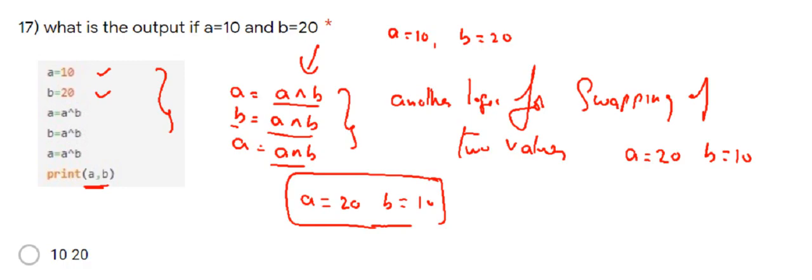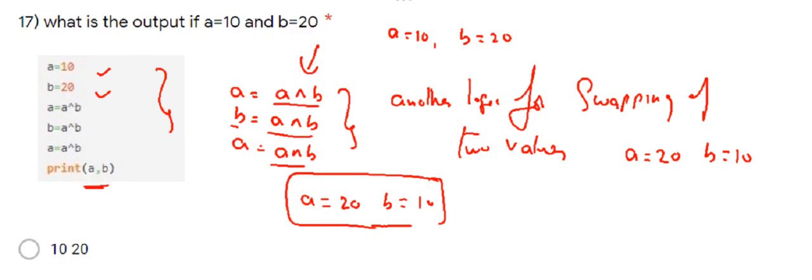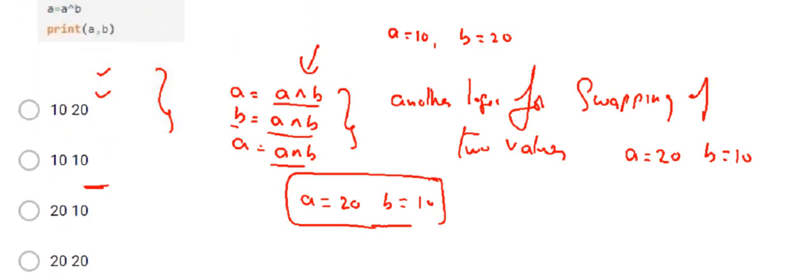Now what will be the output of this program? The output of this program is swapping of two numbers. Now a will become 20 and b will become 10. So this will be the answer for this question. Okay.